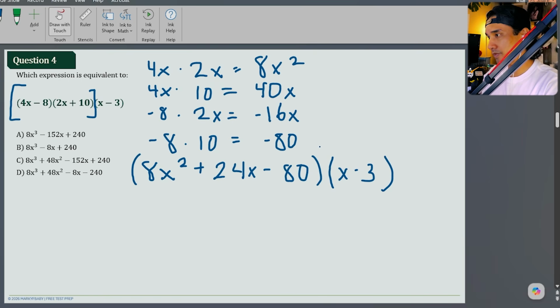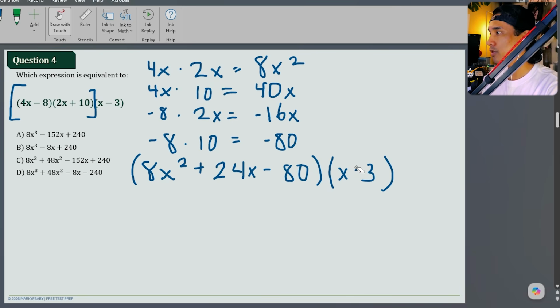And this, you may not know what to do at first, but don't worry. You're watching this video and I got you. Something like this will be on the test. I did receive feedback that they did in fact see this. The person that I tutored did see this. So 8x squared plus 24x minus 80, and then all this multiplied by the binomial x minus 3.